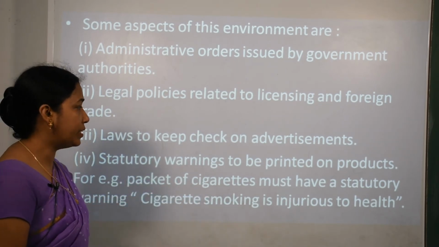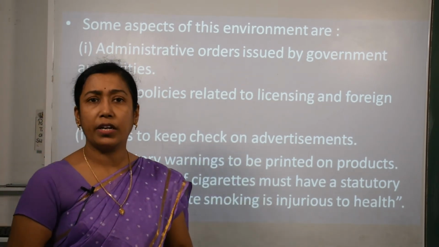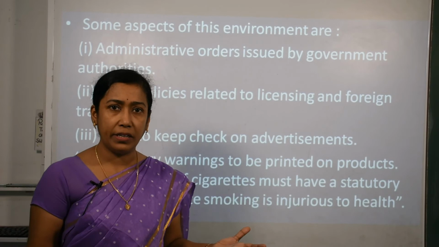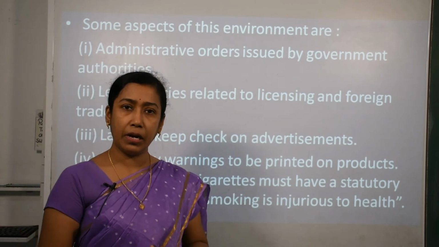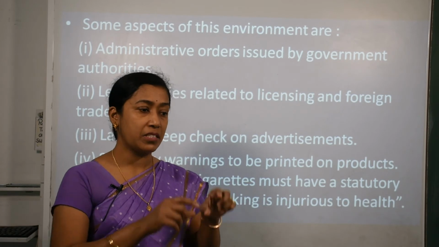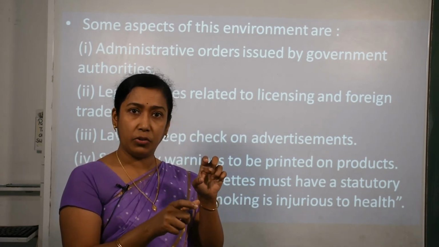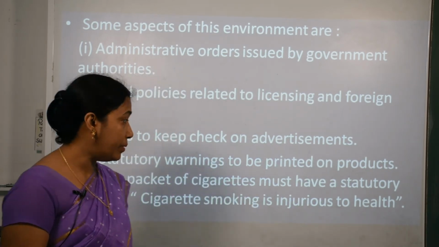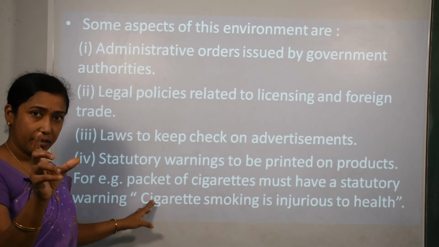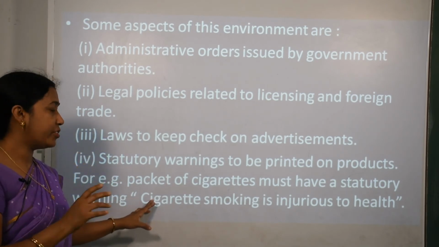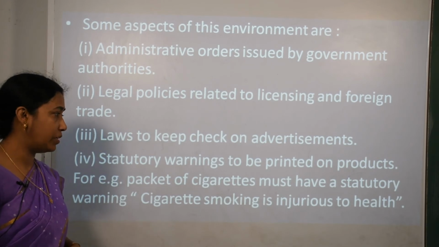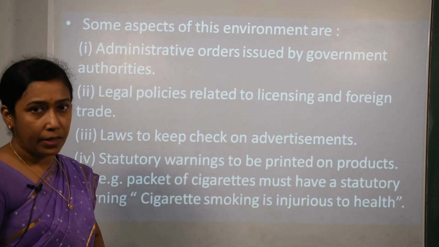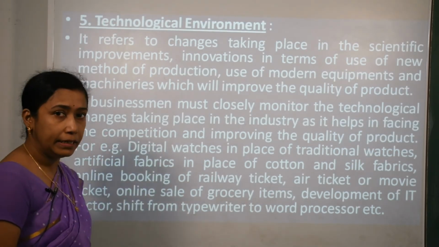Statutory warnings to be printed on various products. That means some kinds of products which are injurious to our health. It can be tobacco, cigarettes, wine, or many other things. So a businessman is required to put a label on that particular product saying that if you are using this product, it may cause harm to your health. Like on the packet of a cigarette, those businessmen who are producing this product must have a statutory warning that cigarette smoking is injurious to health. This is required by the legal environment.